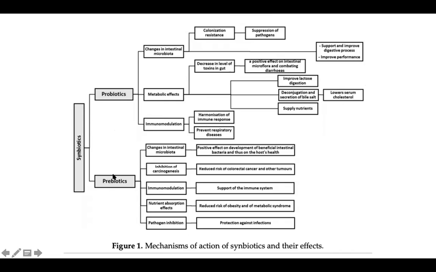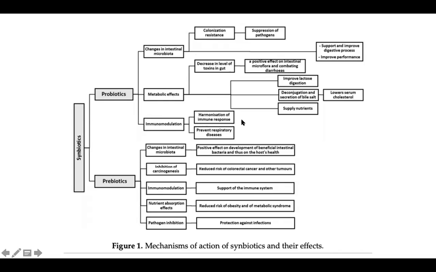Here it is summarized, and how probiotics and prebiotics exert their effects. Here we can see probiotics cause changes in intestinal microbiota, metabolic effects, they produce different metabolites, and immunomodulation. So three major effects they exert on the host. One is change in intestinal microflora. In case of plants, microflora in the rhizosphere or phyllosphere, or even internal tissues. Metabolic effects: they produce antimicrobial substances, and they also exert an immunomodulatory effect on the host.